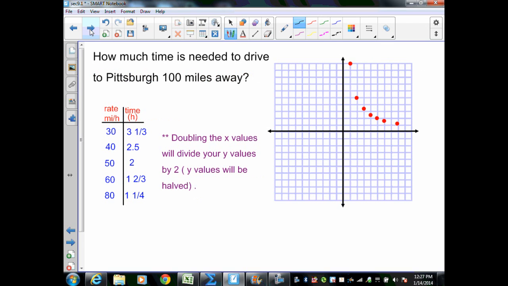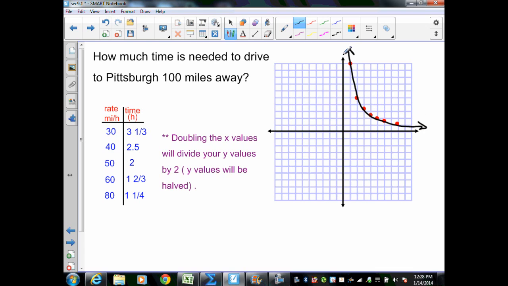Let's take a look at an example. How much time is needed to drive to Pittsburgh 100 miles away? Here I've created a rate and time chart. As you can see, if I drive at a rate of 30 miles per hour, it takes me 3 1/3 hours. If I plot that all the way to 80 miles per hour, which takes me 1 1/4 hours, I have a chart that shows as my rate increases, my time to my destination decreases. Therefore, this is an inverse variation.